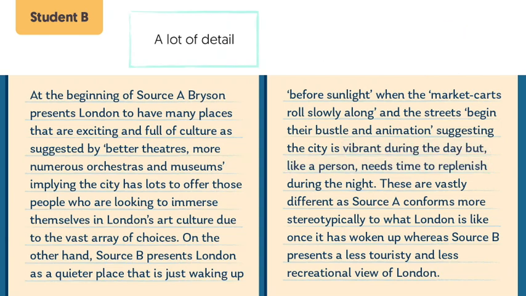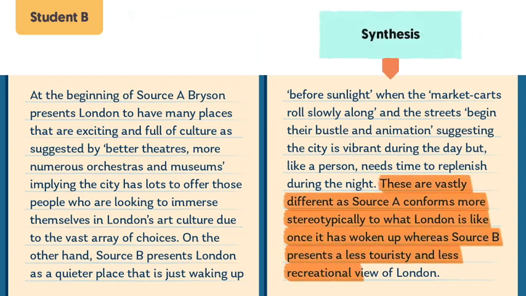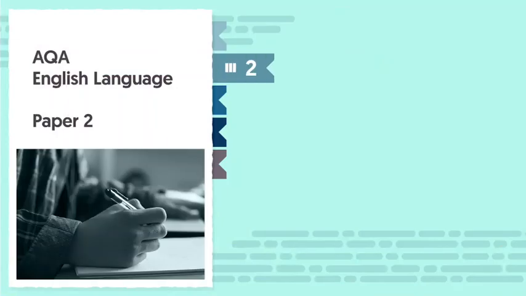What Student B does even more than Student A is really focus in on a lot of detail on specific things. This ability to say a lot about a little really benefits this student. Similarly to Student A, the paragraph ends with comments that demonstrate synthesis, but it's more perceptive synthesis because it considers the wider implications, such as stereotypes, by presenting London in this way. We'll leave it there. Hopefully you can see the difference between the two responses.